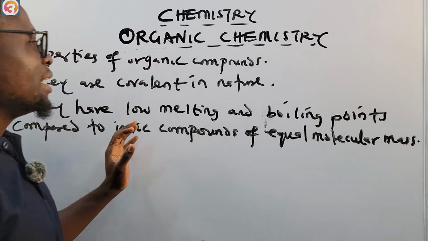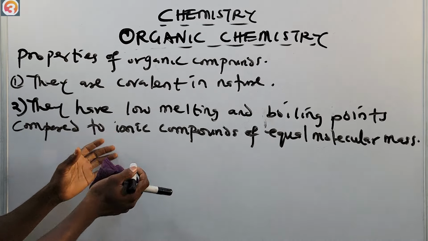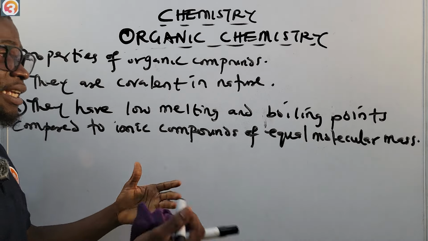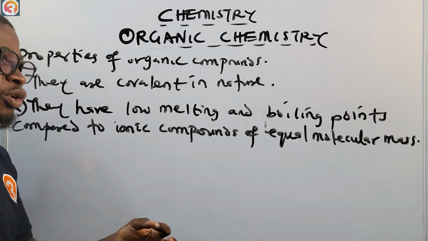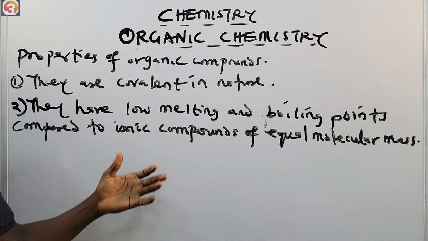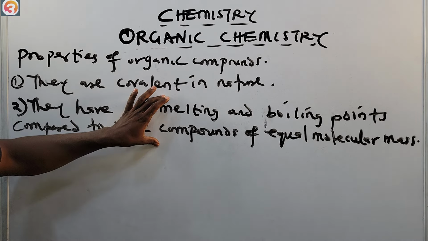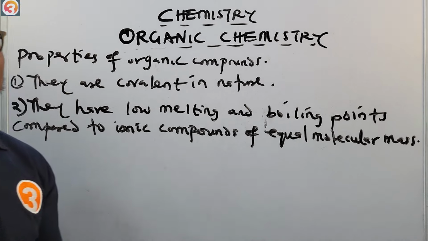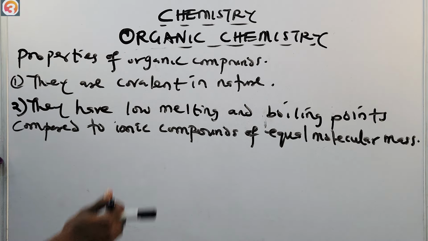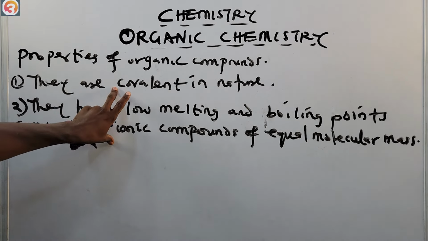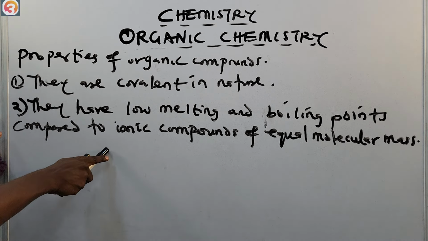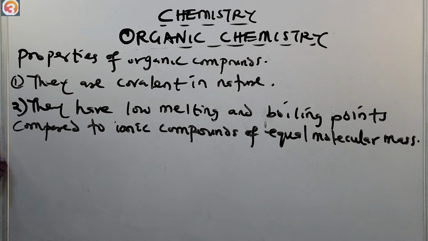If you carry an ionic compound and a covalent, organic compound together, they may have similar or very close molecular mass. You see that the organic compound will have a low melting and boiling point compared to that ionic compound. So this is another property of organic compounds: they have low melting and boiling points compared to ionic compounds of equal molecular weight or mass.